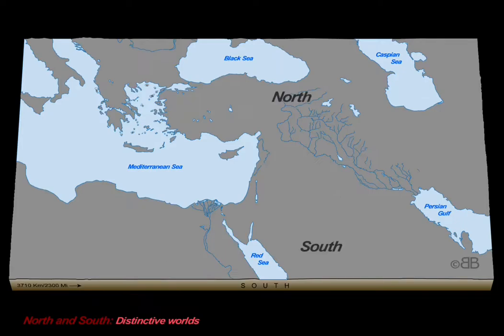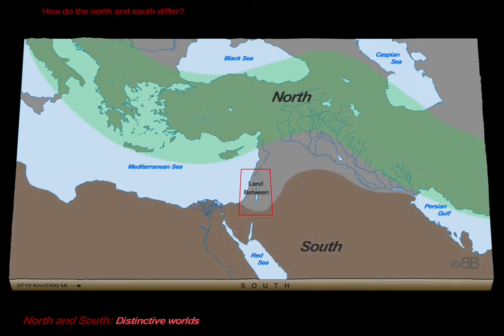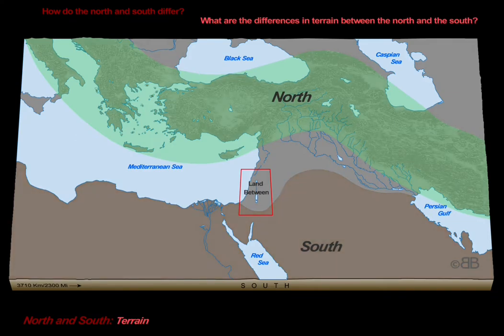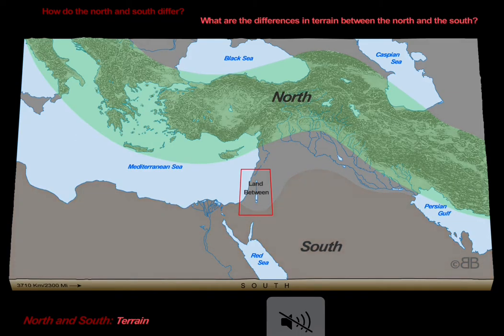The north and the south form the larger setting of the land between, and each dramatically influences this small land of the eastern Mediterranean. Our questions are, how do the north and south differ, and how do they affect the land of the Bible? To begin addressing the first question, let's ask the second.